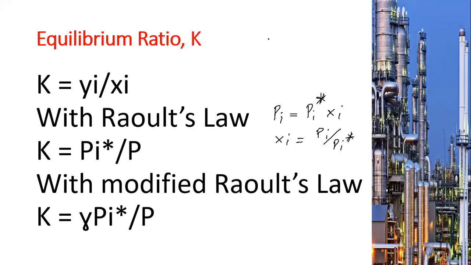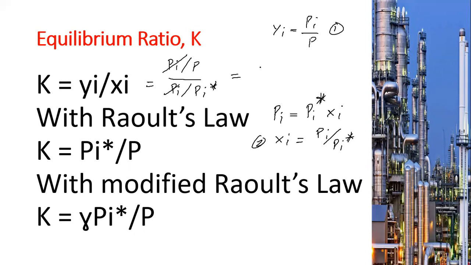Tapos yung definition natin ng Y sub I, di ba meron tayong definition ng Y sub I pag ideal gas valid, meron tayong P sub I divided by P. So if you're going to substitute, this is equation 1, and then this is equation 2, dito, you're going to get something like P sub I divided by P divided by P sub I divided by P sub I star. So magka-cancel to. So that's why K, if Raoult's law holds, is P sub I star divided by P. Ito. No?